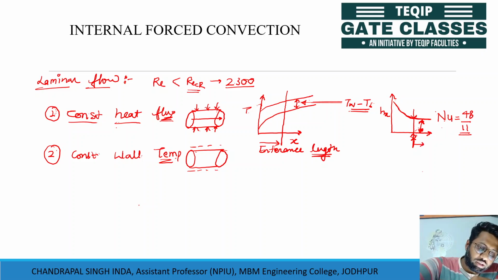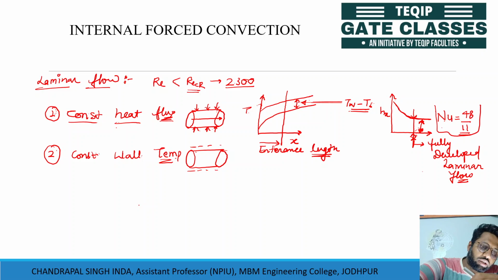So after that, fully developed laminar flow, and this value is for the constant heat flux. Now we have the constant wall temperature, and we have said this condition is achieved when the surrounding of the pipe is the latent heat.